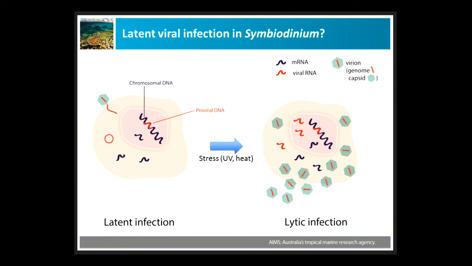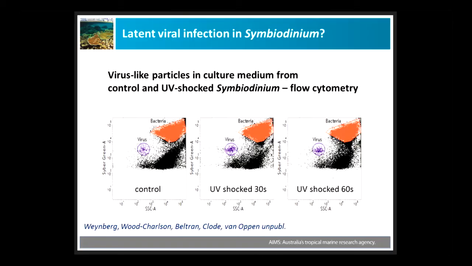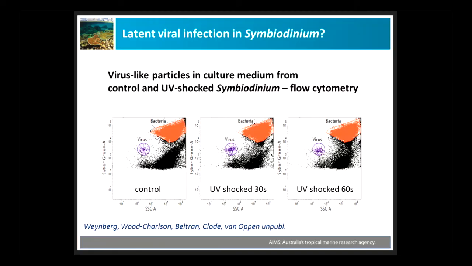It has been demonstrated that stress can induce the presence of a virus, and so it's likely that there is some sort of latent infection in Symbiodinium. So what we did is we exposed cultured Symbiodinium to UV stress, and here I show flow cytometer plots of a control sample and 2 UV-shocked samples. It's impossible to get axenic Symbiodinium cultures. There seem to be bacteria that they need for growth and survival. So there's some bacteria, but we also find a clear viral population associated with both the control and the UV-shocked cultures.